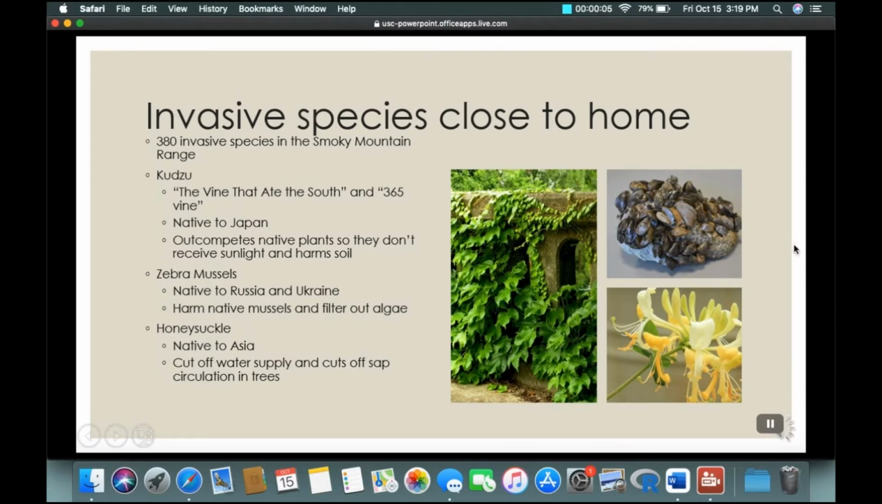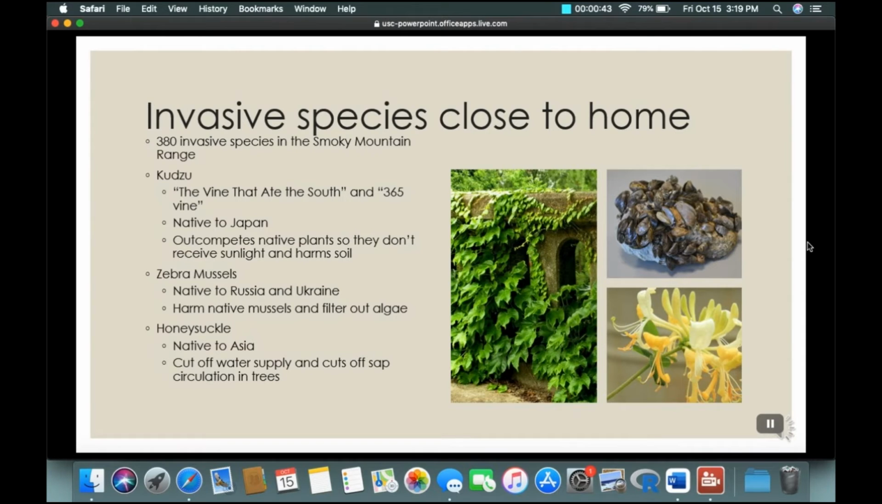Some invasive species that are close to home that you might even see in your neighborhood or your own backyard are kudzu, zebra mussels, and honeysuckle. Kudzu is native to Japan, and it outcompetes native plants, so they don't receive enough sunlight and they don't get enough nutrients from the soil. Kudzu is also known as the vine that ate the South because it prefers the warmer temperatures of the southern United States, and it is also known as the 365 vine because on average kudzu can grow up to 1 foot a day.